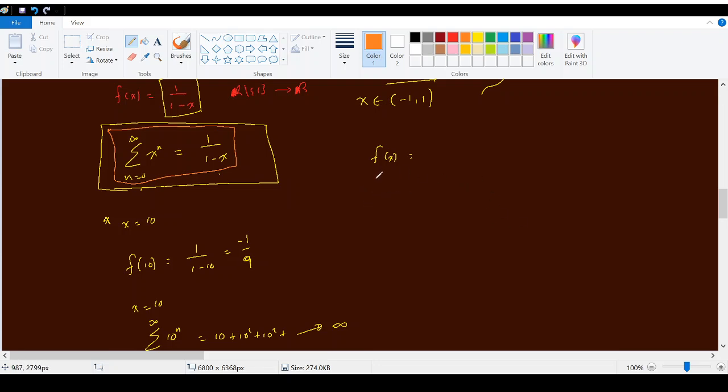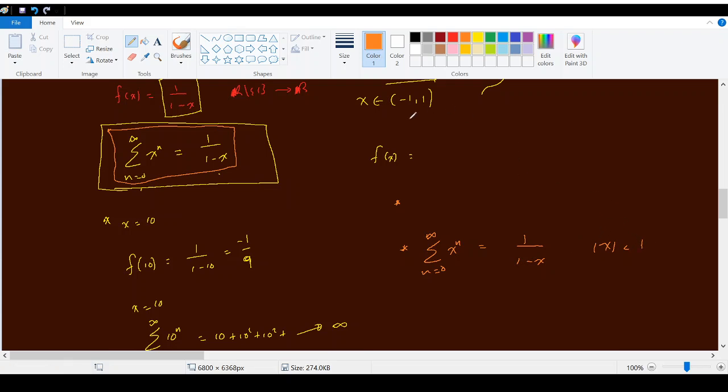So for the time being, what you should understand is that first of all, the power series will behave as a function within the radius of convergence. And for our special power series, this one will be equal to 1 over 1 minus x when the absolute value of x is less than 1.